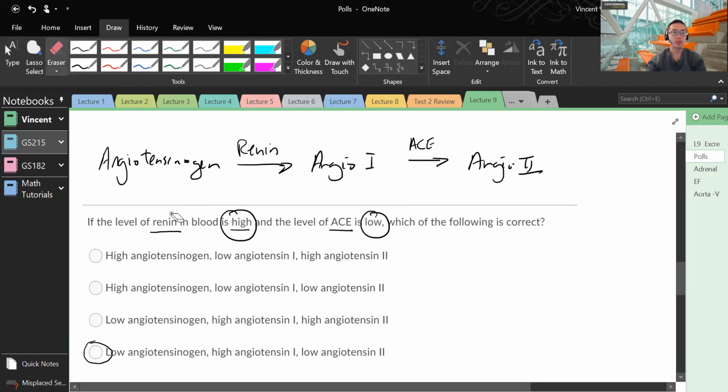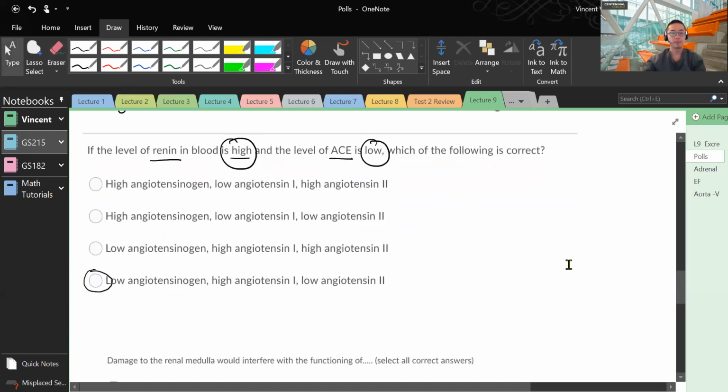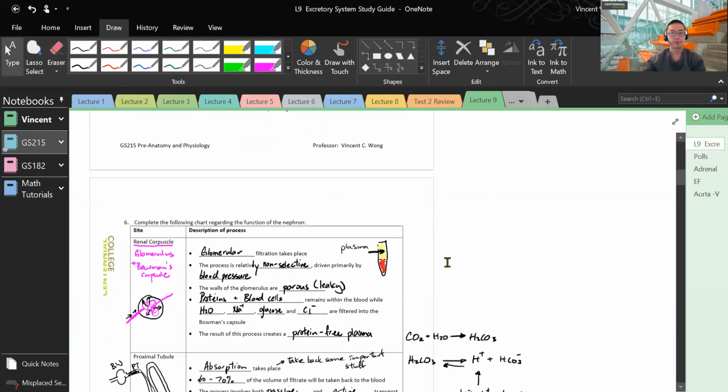Of course, this question can have many variations, right? You should think about what happens if it's high, high, or low, low, or high, low. And then depending on this, the answers will change. All right, let's go back to here.